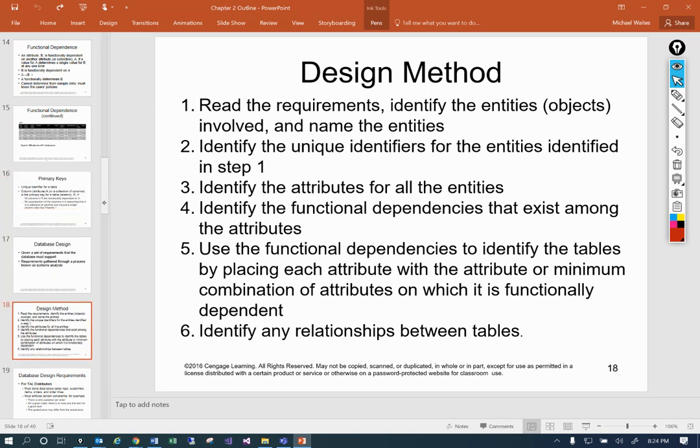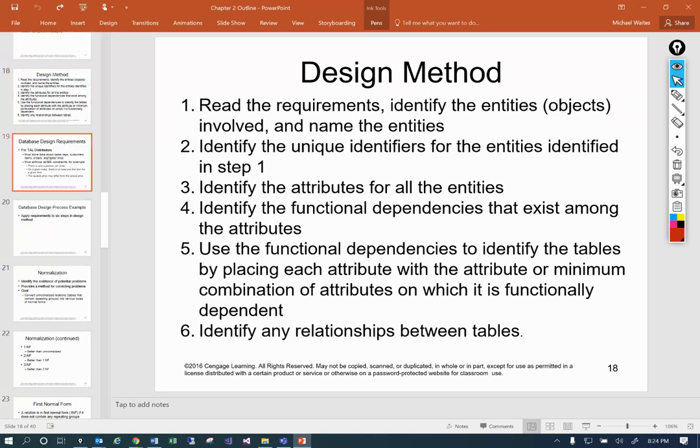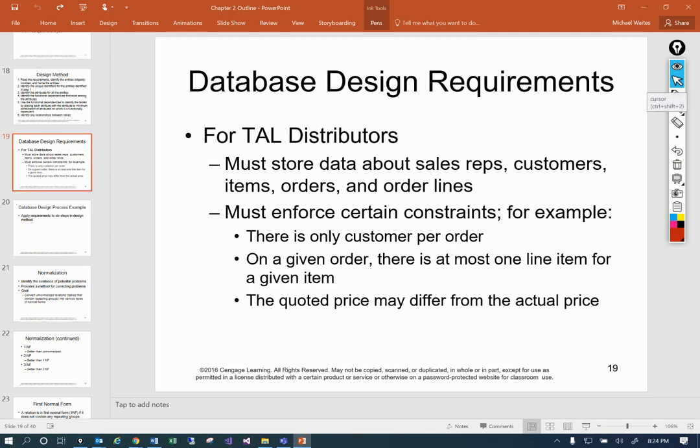It's an awful lot to say. We can probably understand it a little better if we take a look at it. So for the tile distributors, we must store data about sales reps, customers, items, orders, and order lines. Right there, we've got our first set of nouns. We must enforce certain constraints. For example, there is only one customer per order. On a given order, there is at most one line item for a given item.